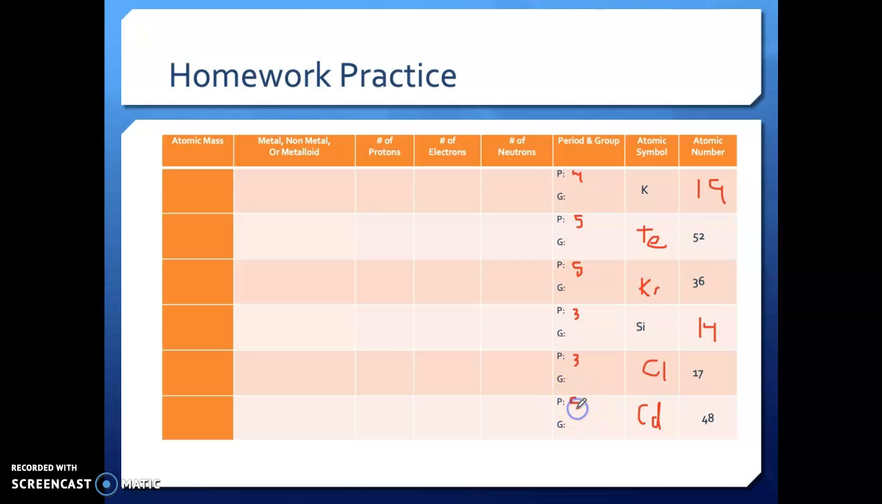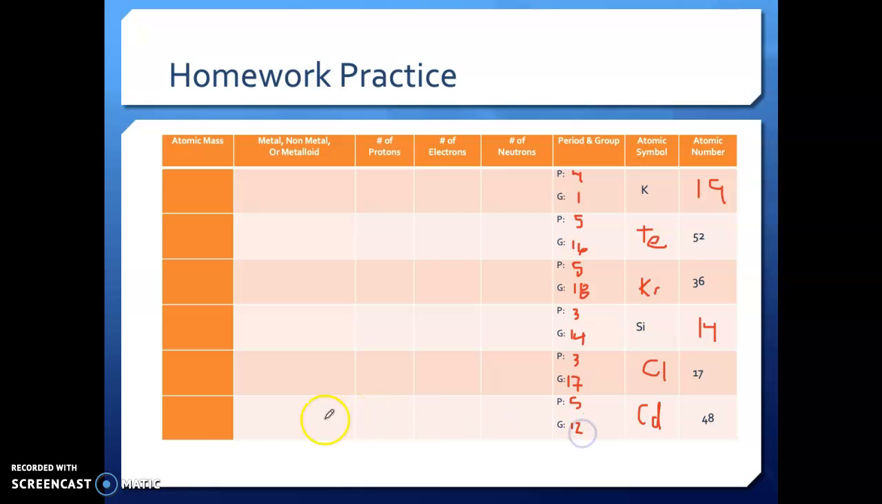Group then is column. Okay, so potassium's in column 1. Te is in column 16. Krypton is in column 18. That's my noble gases. Silicon is a metalloid. It's in column 14. Chlorine is 17. That's a halogen. And cadmium is a transition metal. That is in column 12.